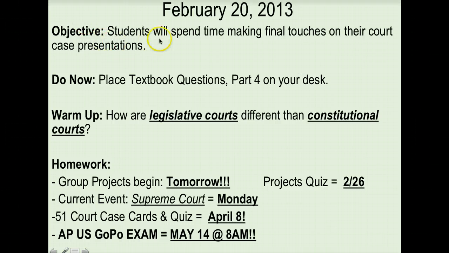So the main goal today is that you're going to be spending time making the final touches on your court presentations that take place tomorrow. Remember, everybody needs to be prepared to present tomorrow. I'm not here, so I won't be checking your warm-up, but nevertheless, you should still be familiar with the differences between legislative courts and constitutional courts.